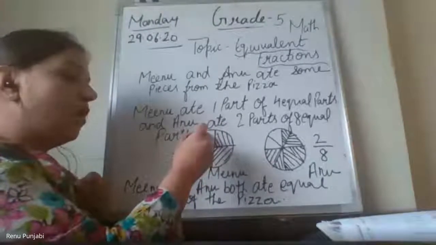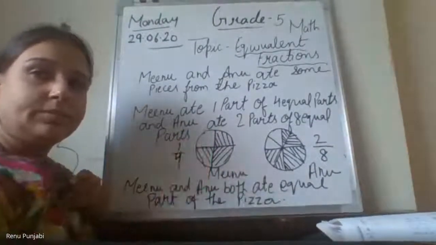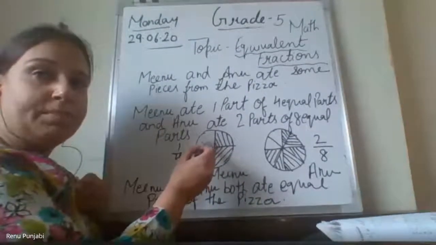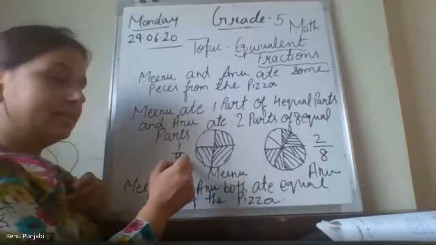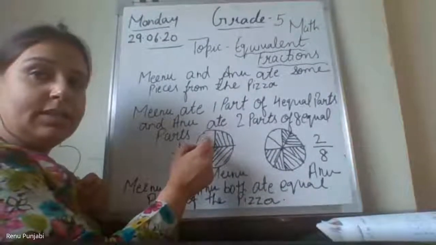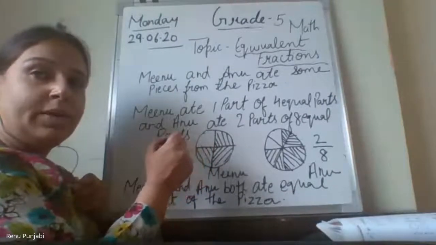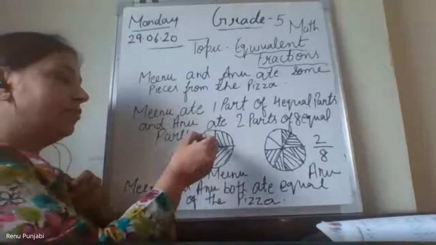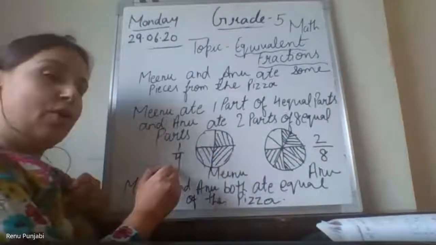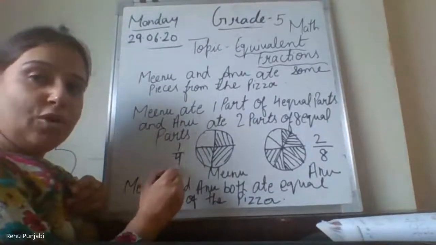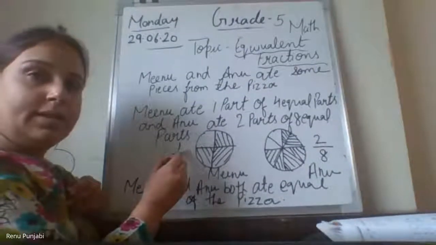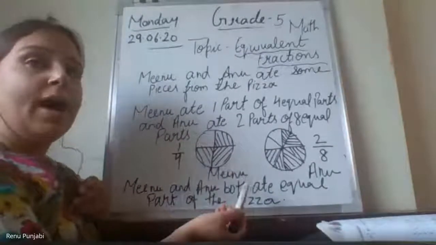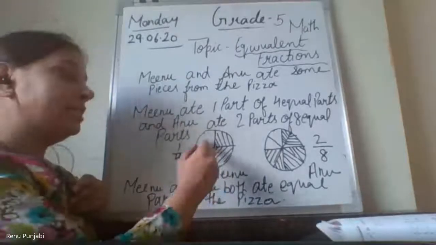Please write in the chat box how much part Minu ate. Devanshi, how much part did Minu eat? Yes, Minu ate 1/4 part. One part, and the total parts are 4. So the denominator will be 4 and the numerator will be 1, because we are talking about how much she ate. If we talk about how much she didn't eat, the fraction will change.